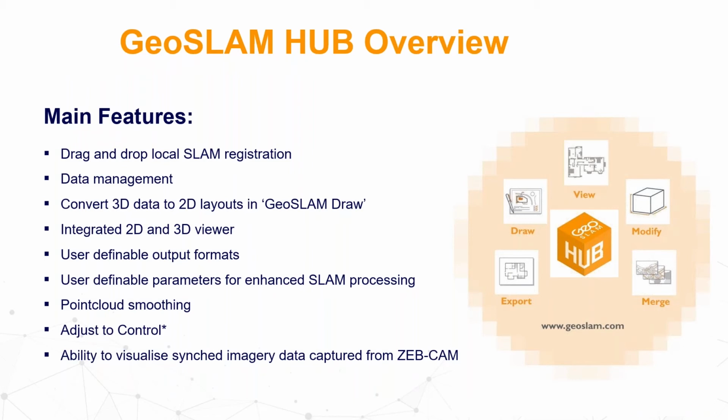So all this information, including the trajectories, is processed in GeoSLAM Hub. It's a software that allows you to process the raw data from any ZEB products. You can also merge multiple scan captures, adjust the processing parameters, or use GeoSLAM Draw for further workflows that Martin will later show in the practical example.